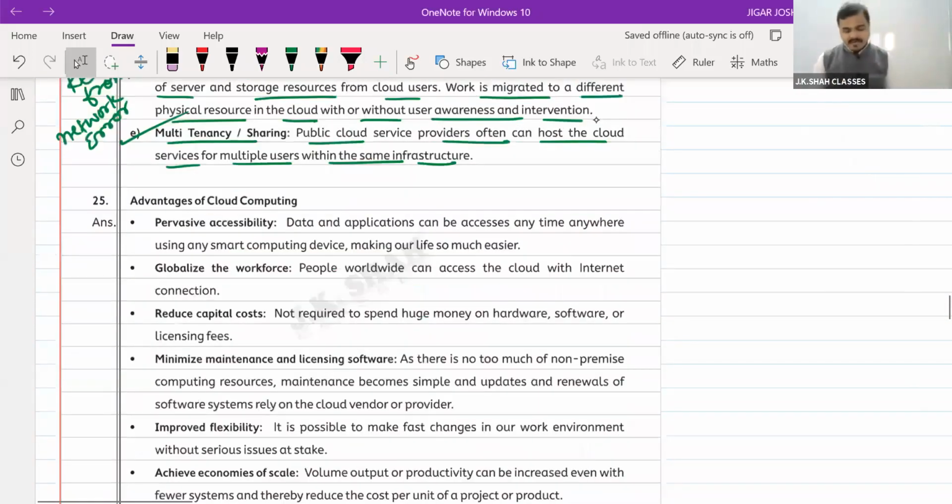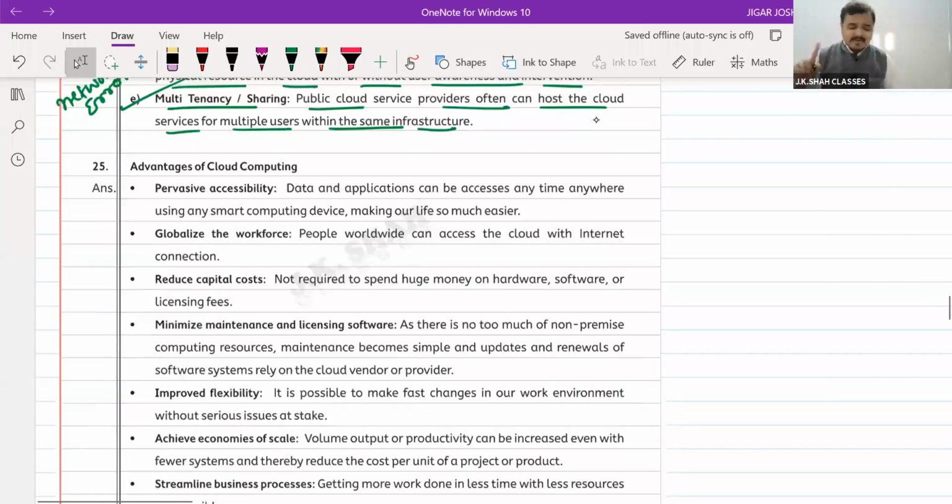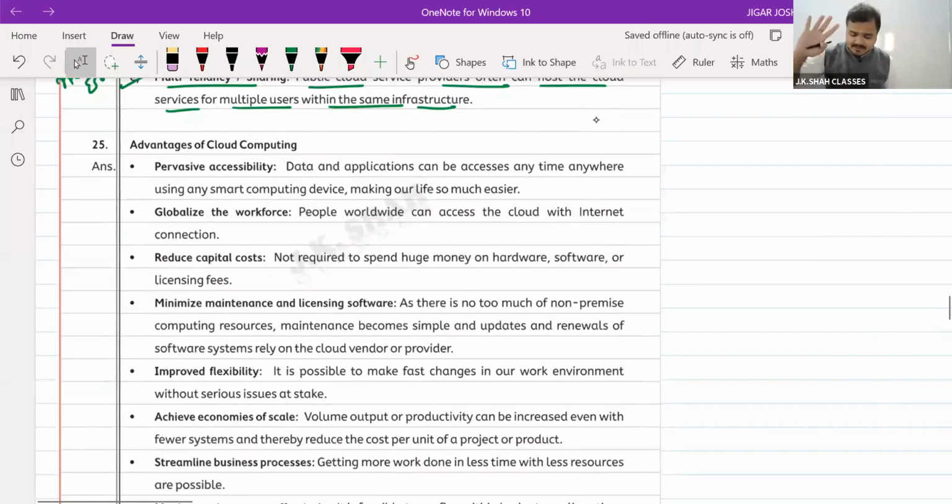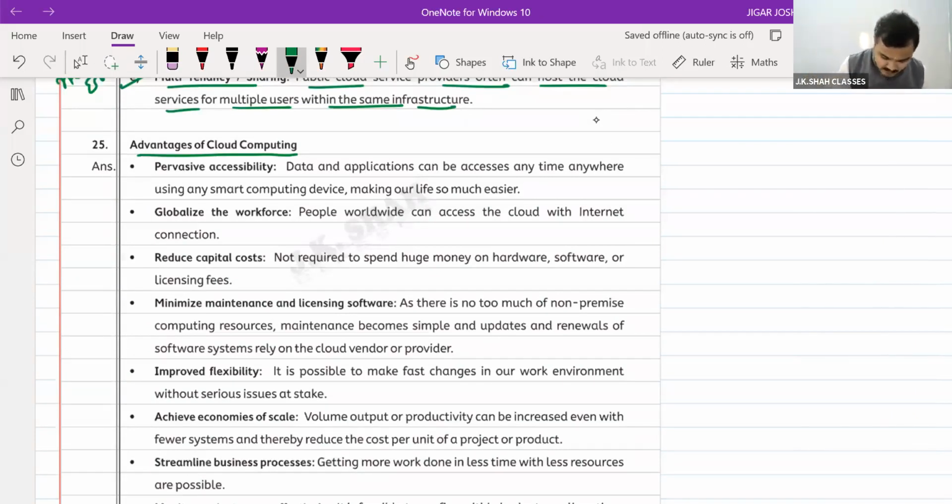Advantages of cloud computing. Again, they said any cloud, private, public, hybrid, community. No, sir, they had not said anything. So by default, this is which cloud? Sir, public cloud. See this first one, pervasive accessibility. You can access these cloud services from anywhere at any time by using the internet.